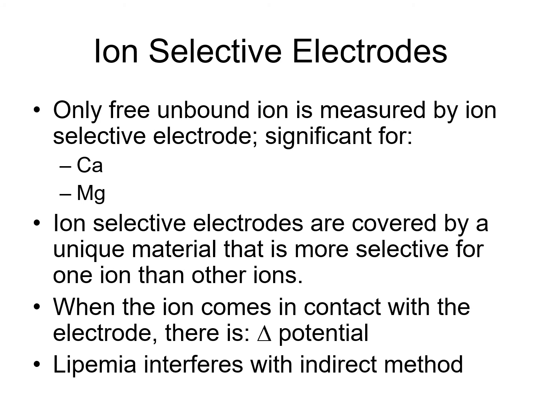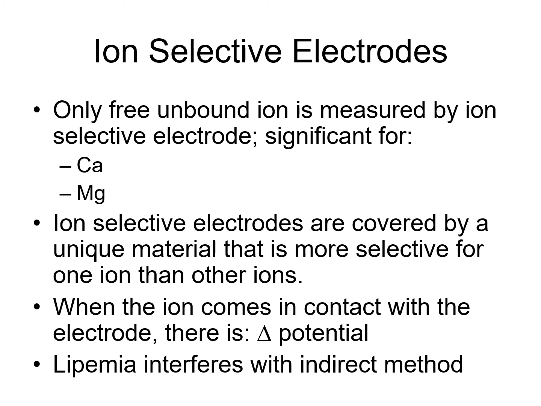Ion selective electrodes. We use the word selective because this is very specific to certain ions. For example, for potassium, we have what we call valinomycin that is added to the electrode that makes it selective for potassium. So this can be utilized for many different ions as long as we use the specific electrode so that it's covered with a unique material.